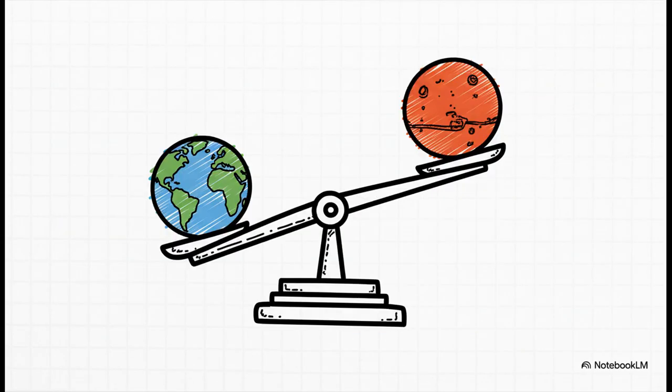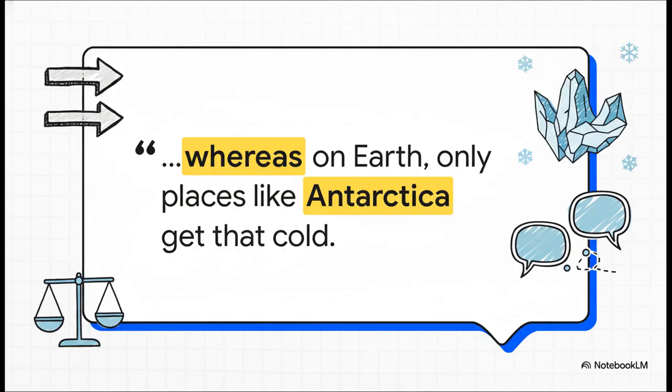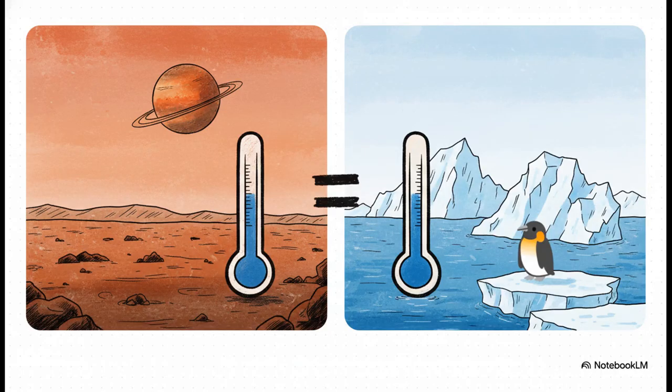All right, part 2. So how do you compare two really different things, clearly? The magic word here is whereas. It's a perfect signal that a direct comparison is coming. And check this out. It really shows the point. Mars's average temp is like Earth's coldest spot.